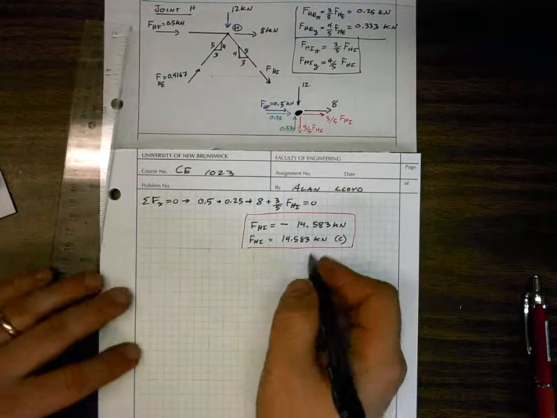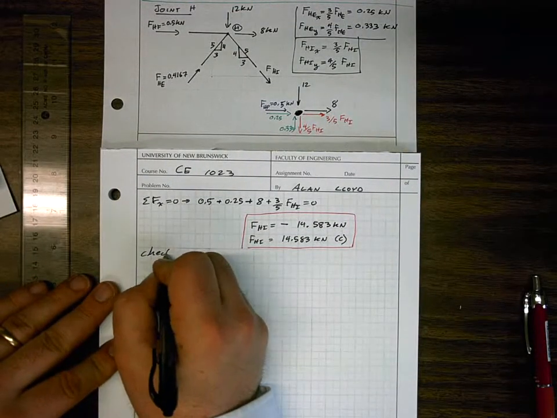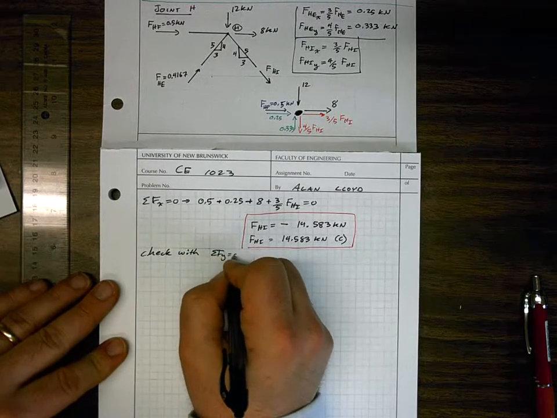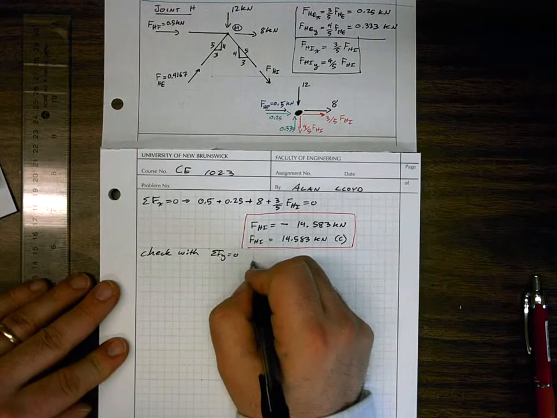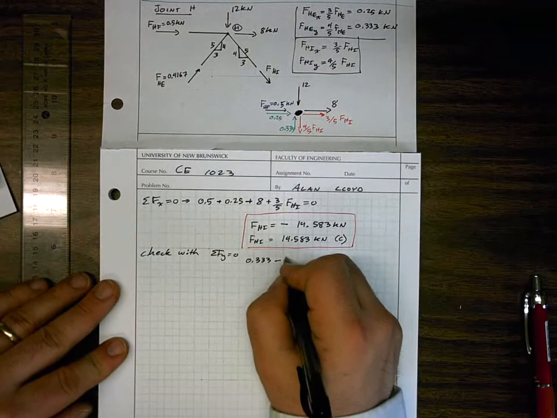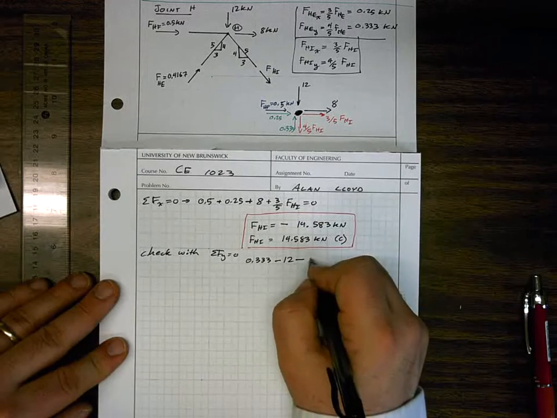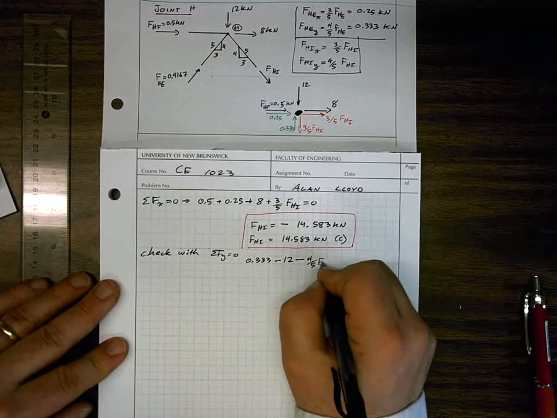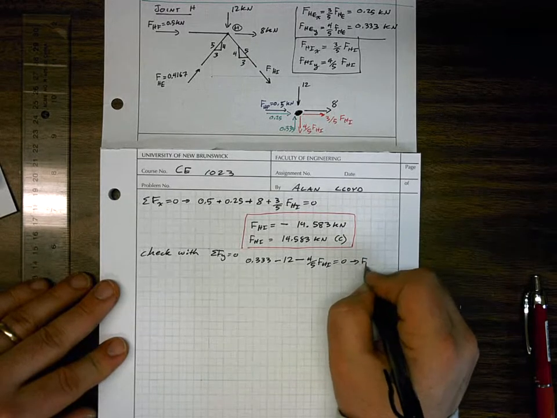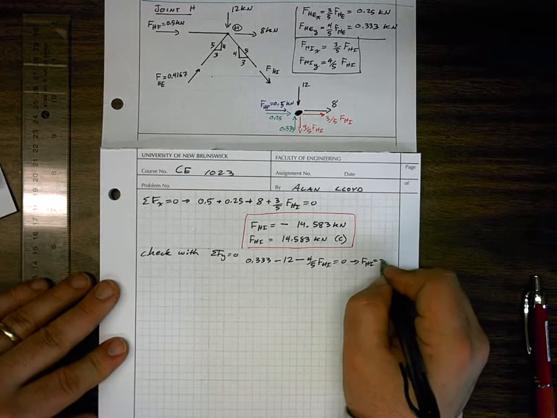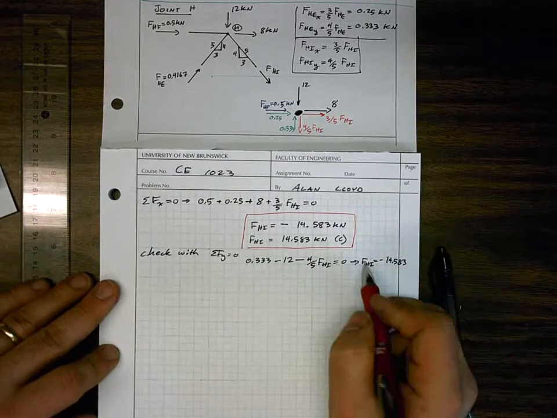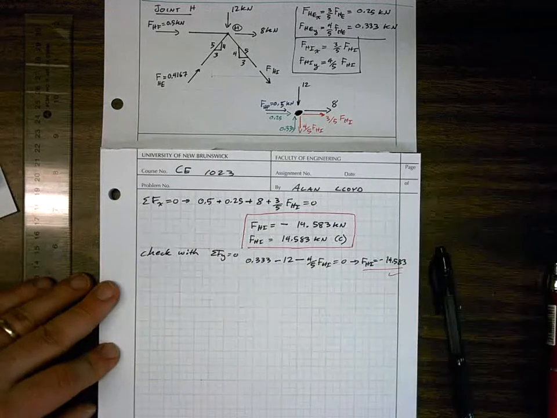Note that if we wanted to solve, well, let's check this. So let's check with sum of forces in y is equal to 0, and we can say that 0.333 minus 12 minus 4 over 5 FHI is equal to 0, and then we could find that FHI is equal to minus 14.583. So either one would work, and we could use that as a check.